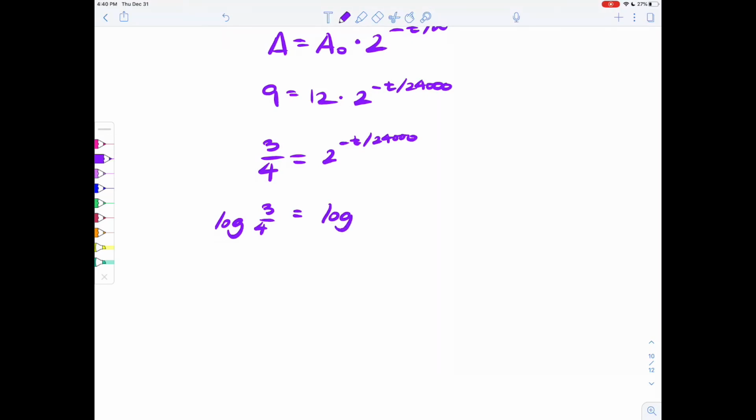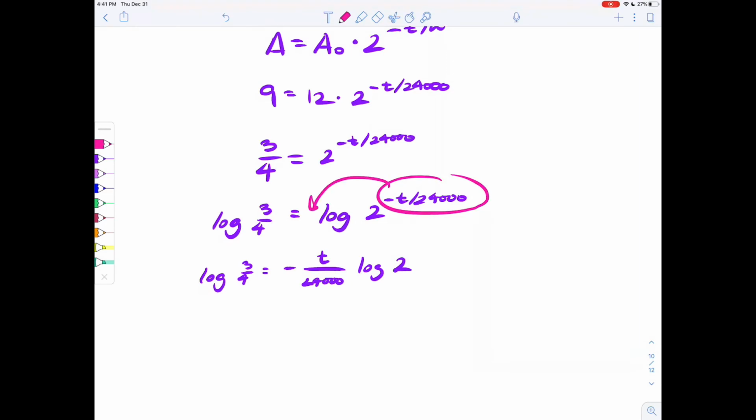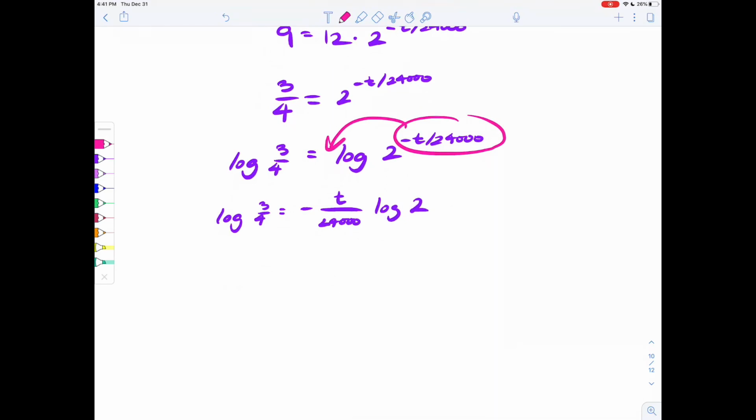This particular step I'm writing, you don't have to write. You can jump straight to the next one. That is acceptable. But I figured I'd just write it in for now so we can see where particular things came from. So using the power law, this exponent got plunked down in front. And that's because we applied the log.